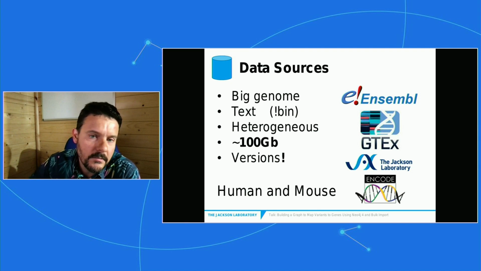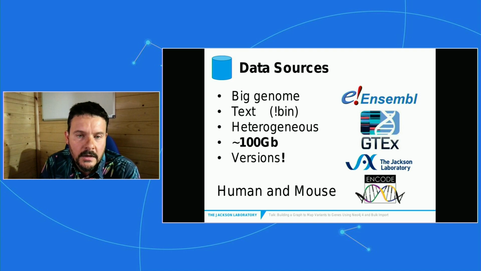It comes from a data set called Ensembl. There's one called GTEx. Jackson Laboratory itself produces some of the data, especially around mice, and there's a project called ENCODE. And in fact, there are several other projects that provide data for this. And the data is very heterogeneous.